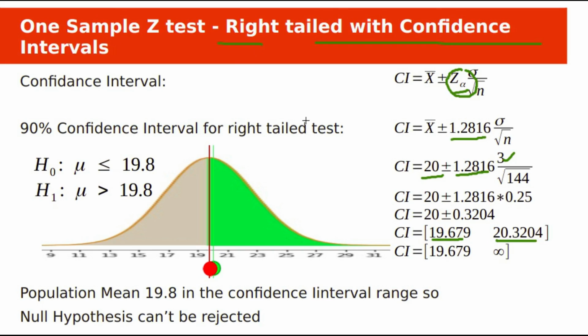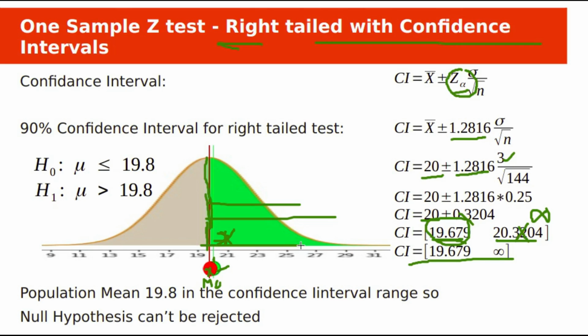For a left tail test, we have only the upper bound value. Here it is a right tail test, so you have to consider the lower bound and replace the upper value with infinity. Then your confidence interval will be from 19.679. Here this green circle is the sample mean 20, and the upper bound is 20.3204 and the lower bound is 19.679. Since you should have only the lower bound for this right tail test, the upper end will be positive infinity. This point 19.8 is the population mean, which is within this confidence interval range, so you cannot reject the null hypothesis.